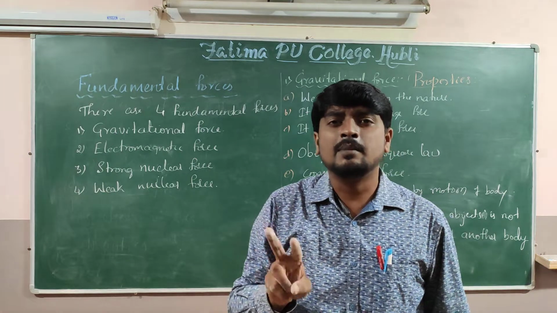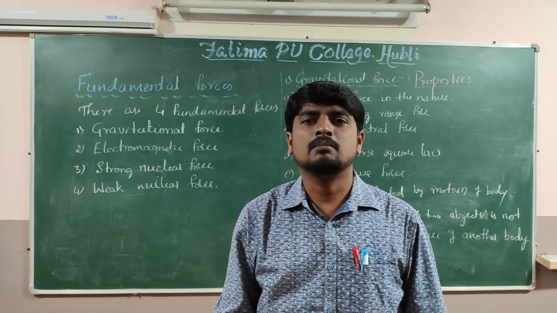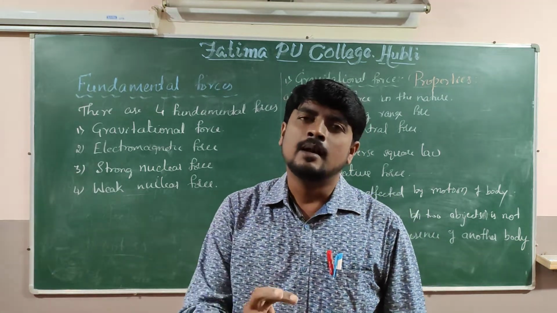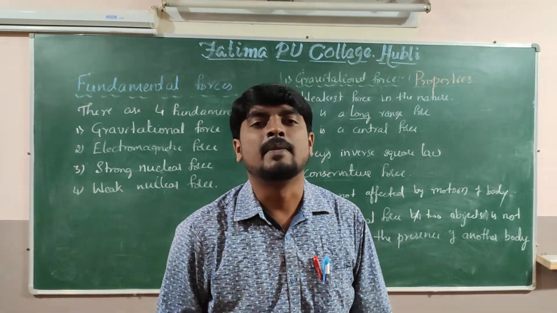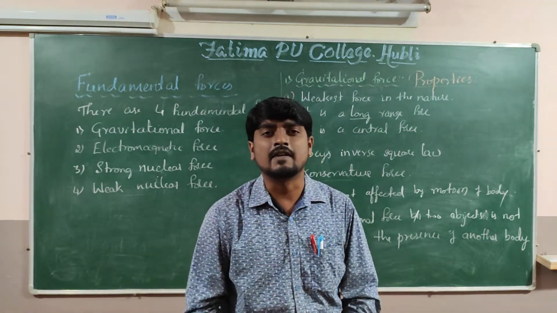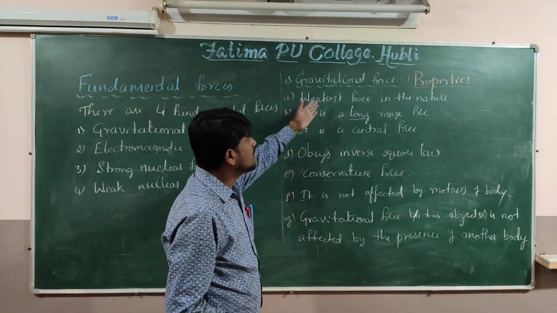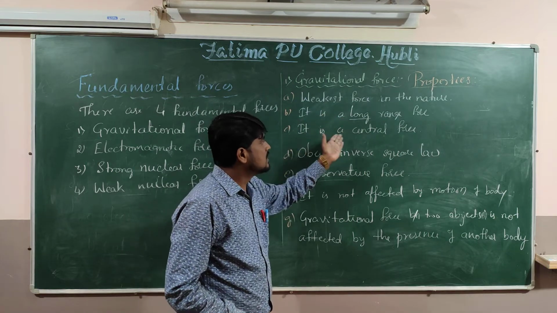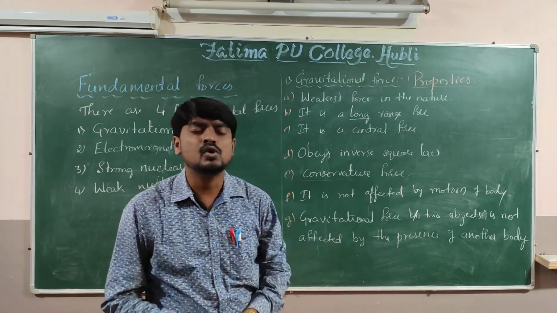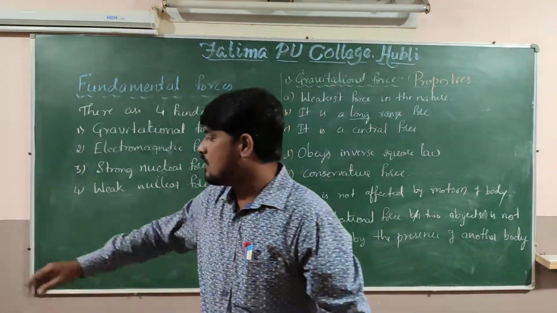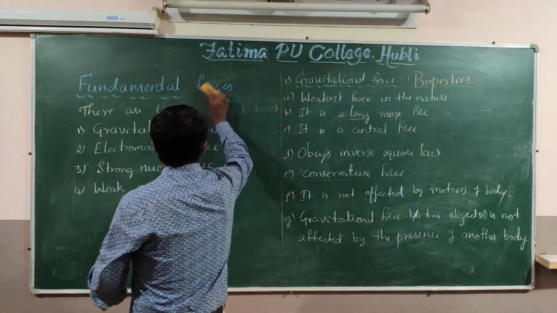Instead of this, they may ask a 2 mark question. Part B, Roman number 2, in that question number 11, they may ask: mention any 2 properties of gravitational force. I repeat, mention any 2 properties of gravitational force. Out of 7, you can write any 2. Weakest force in nature, long range force, central force, it obeys inverse square law, is a conservative force. Write any 2 properties. That's it. Now, let's move on to the next force, that is electromagnetic force.